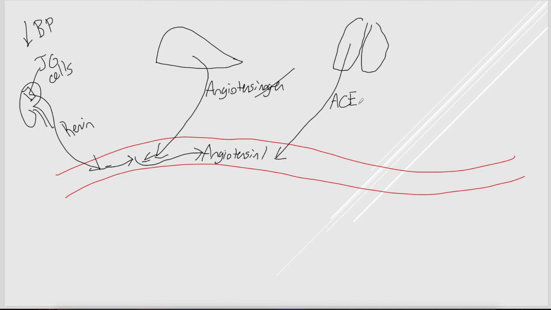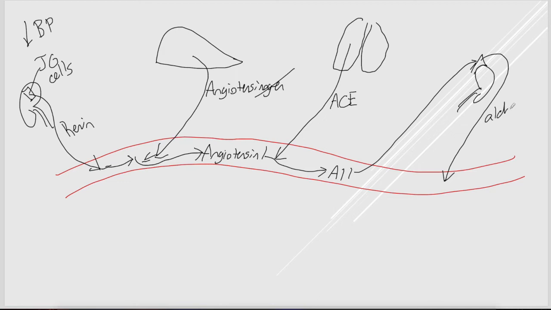Angiotensin converting enzyme is going to convert angiotensin 1 into angiotensin 2. We'll just call it A2. Now, angiotensin 2 is going to have a number of important jobs. So here's another sickly looking kidney. But one of its jobs is to go to the adrenal cortex and stimulate the release of aldosterone from the adrenal cortex. Aldosterone is very important for electrolyte and water balance.